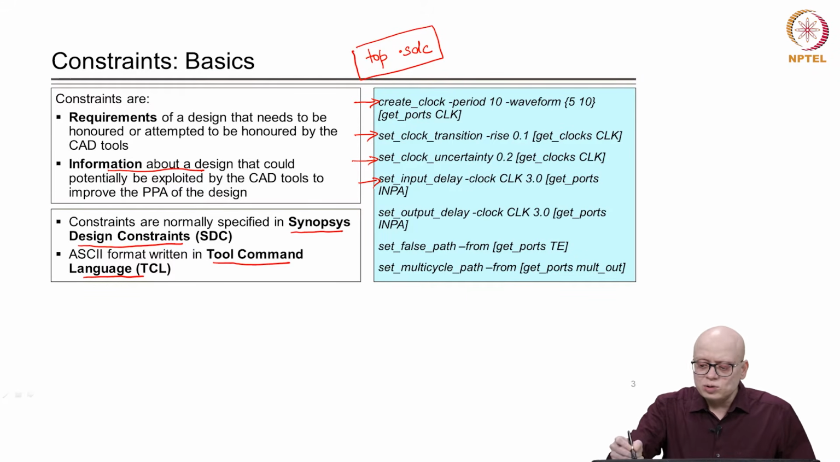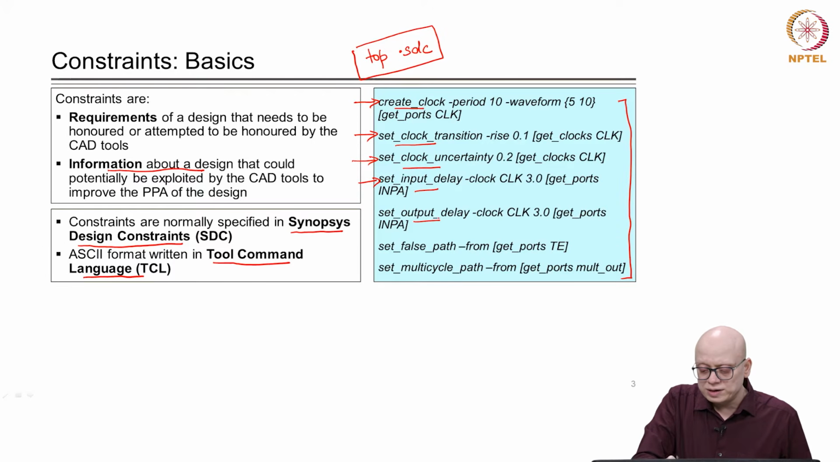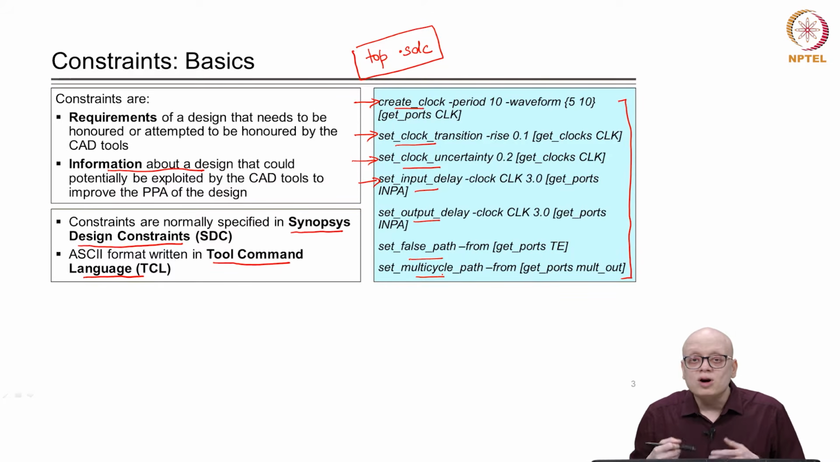Just to get an initial understanding of how an SDC file looks like, I have shown this file. It contains commands like create clock, set clock transition, set clock uncertainty, set input delay, set output delay, set false path, set multi-cycle path. We will be looking at all these commands in today's lecture.